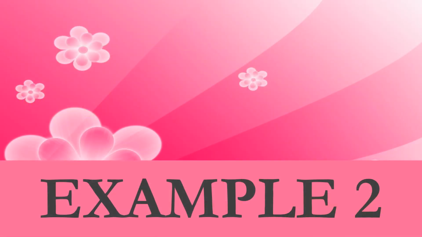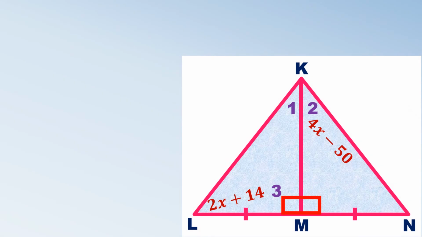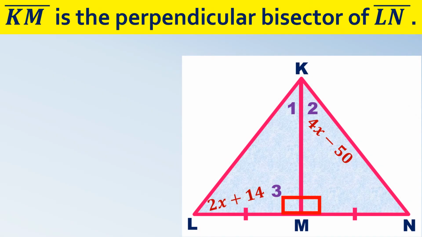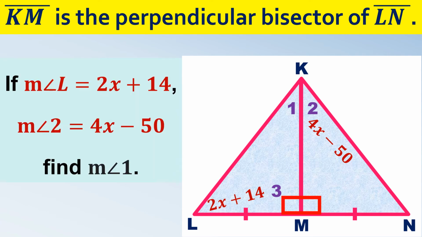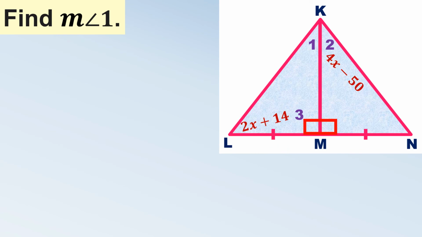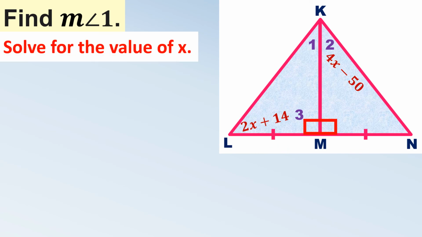Example 2. So segment KM is the perpendicular bisector of segment LN. If the measure of angle L is equal to 2x plus 14, the measure of angle 2 is equal to 4x minus 50, find the measure of angle 1. So, we solve for the value of x.